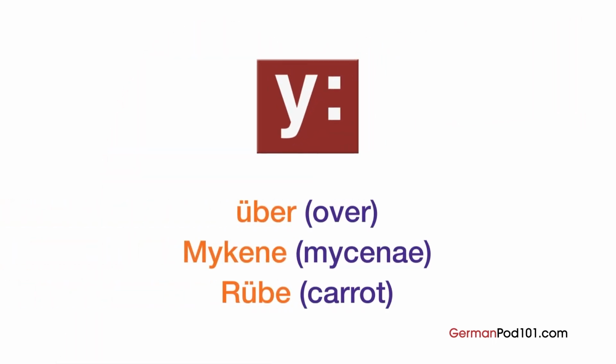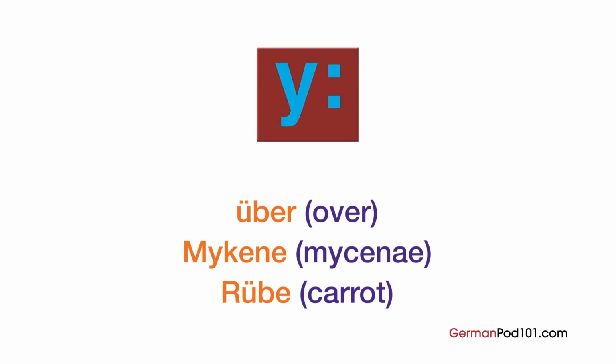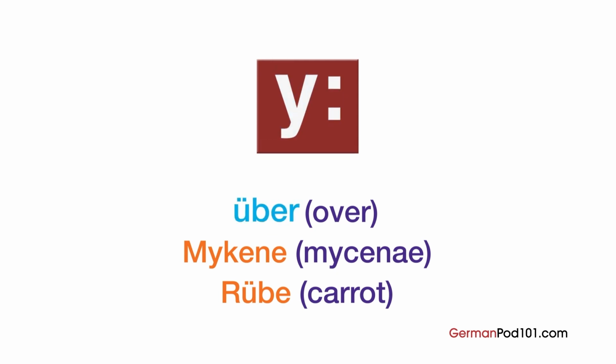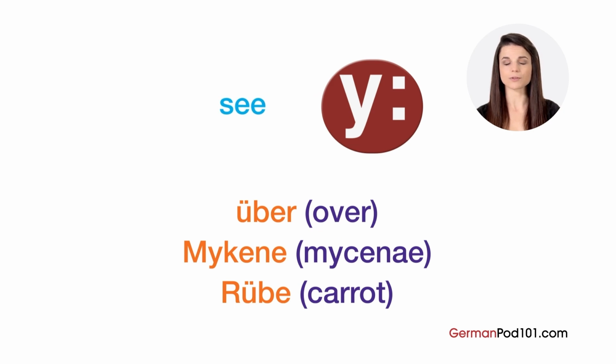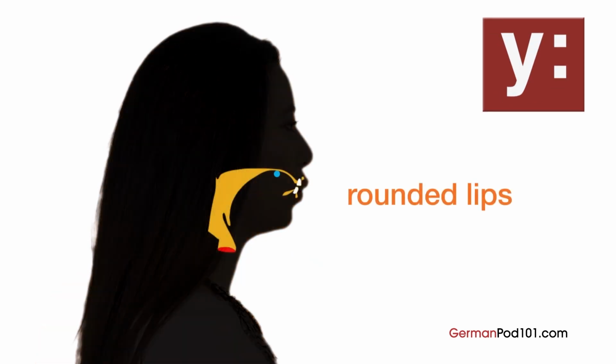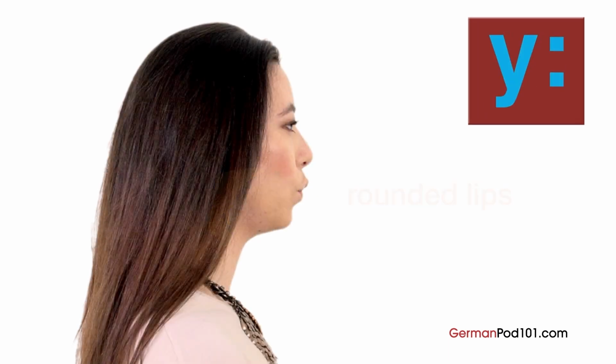The next vowel is Ü, as in über, Mykene, Rübe. It's identical to the previous sound, except that the lips are rounded. Try saying the word see while rounding your lips.